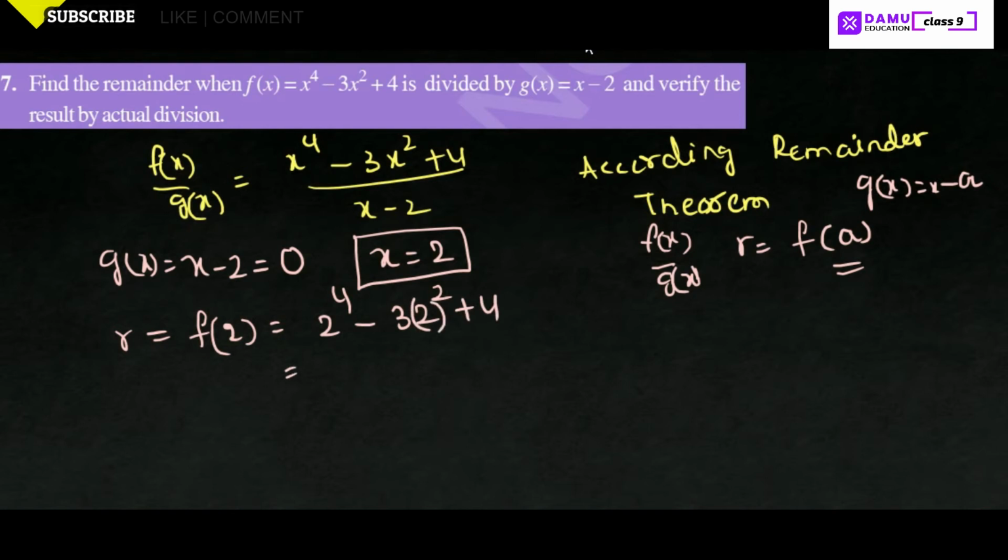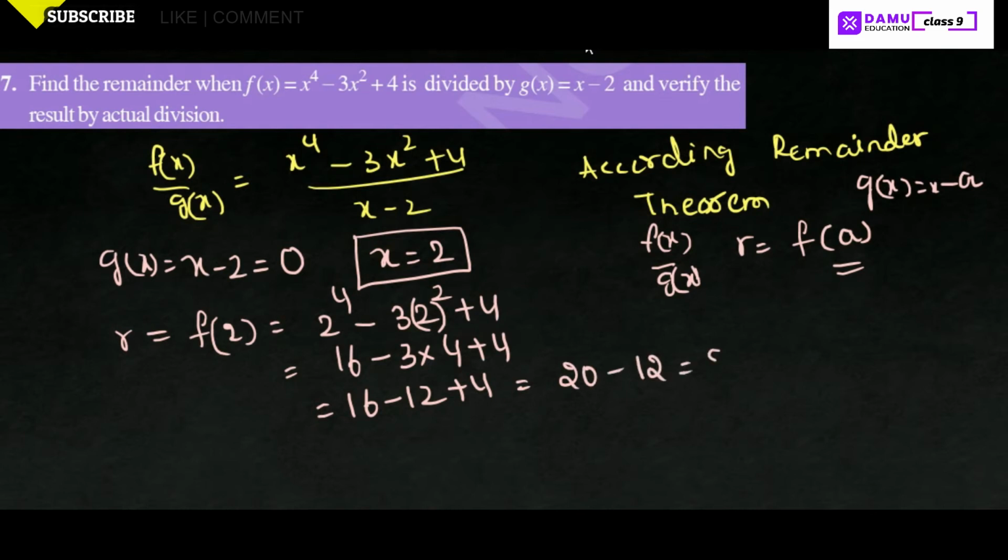Then 2 power 4 will be 16 minus 3 into 2, 2 2s are 4, plus 4. So 16 minus 3 4s are 12 plus 4. So here 16 plus 4 will be 20. Then 20 minus 12 will be equal to 8. So what is the remainder? It will be equal to 8.